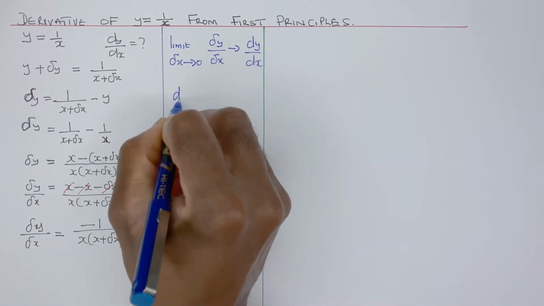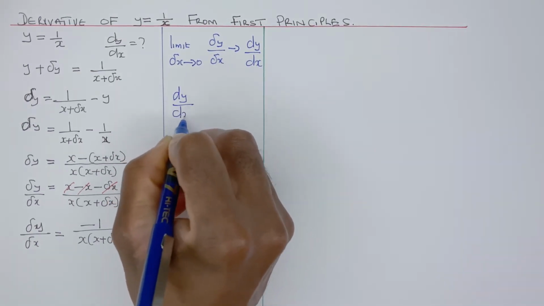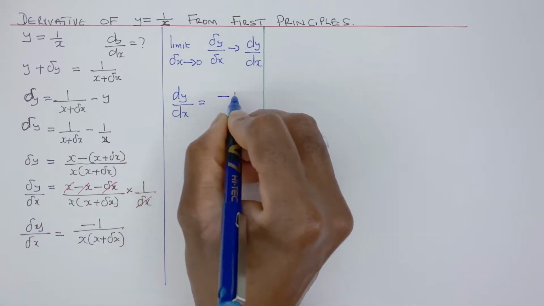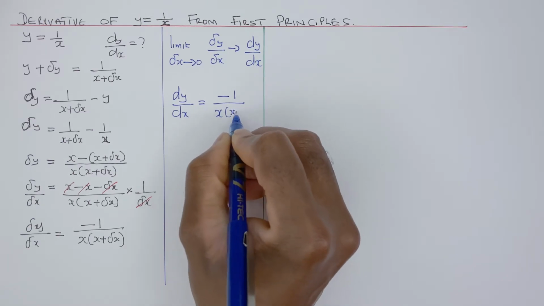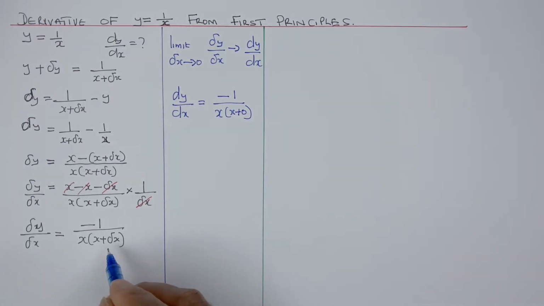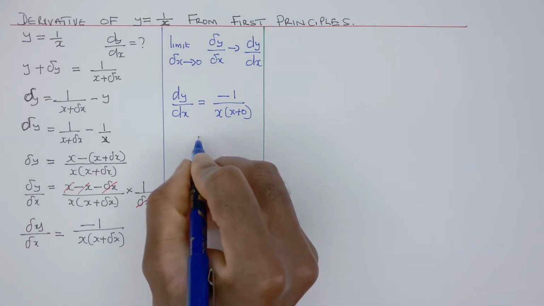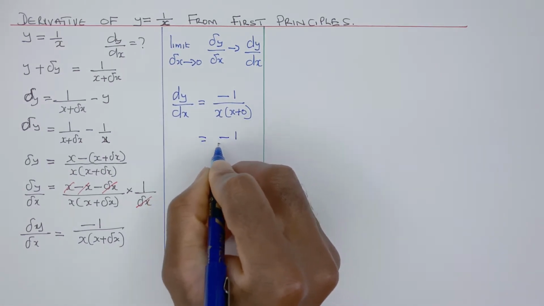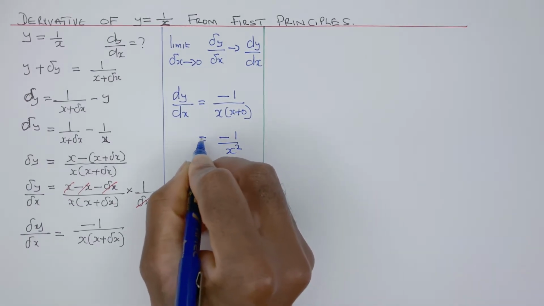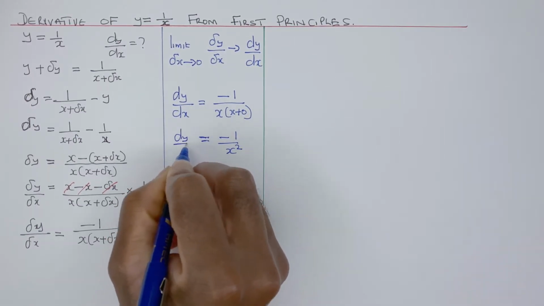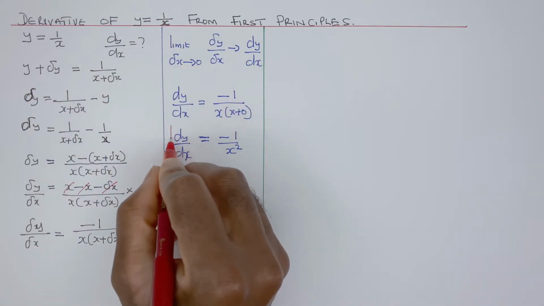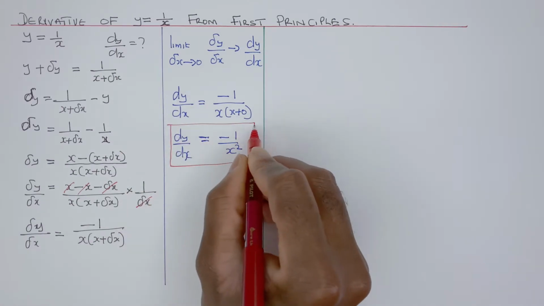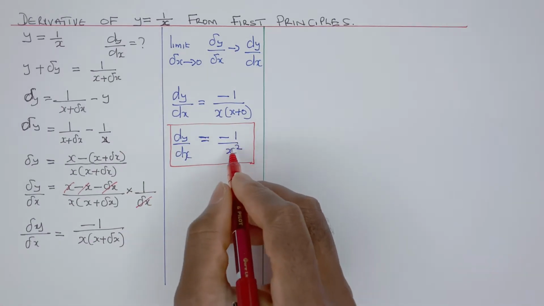So now we can say dy over dx equals minus 1 over x into bracket x plus 0, because delta x now tends to 0. And that will be minus 1 over x squared. And that will be dy over dx. That's the derivative of 1 over x. Derivative of 1 over x is minus 1 over x squared.